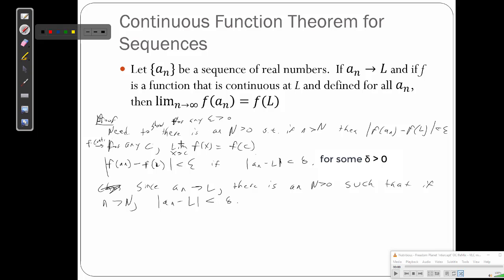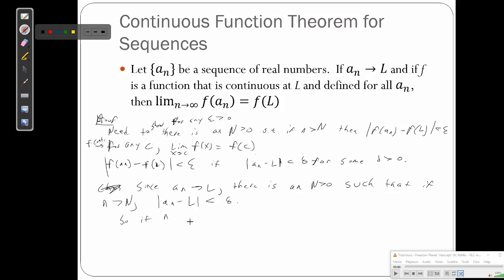Alright, so just fixing up my proof here. We need to show that for any epsilon greater than 0, there is an N greater than 0, such that if n is greater than N, then this is true. For any c, we know that the limit as x approaches c of f of x equals f of c. So as the inside approaches that, the function does as well. So we know this will be true if this gets close enough, for some delta greater than 0. But we can actually make a sub n be as close to L as we want just by choosing n large enough.